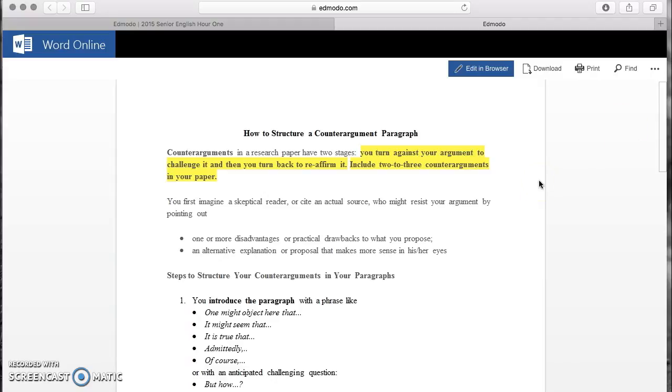Okay, so that's it for how to structure a counter argument paragraph in your particular research paper.